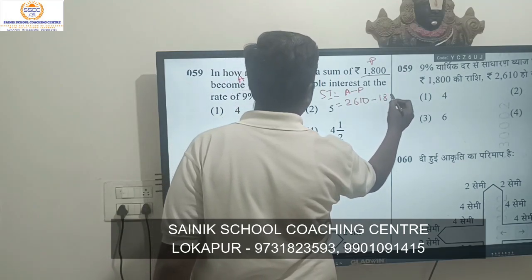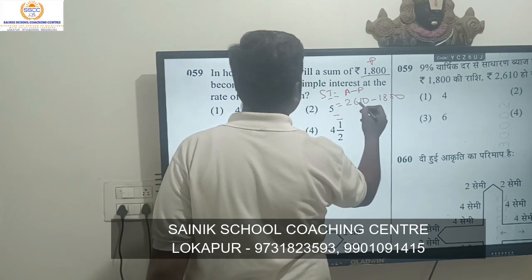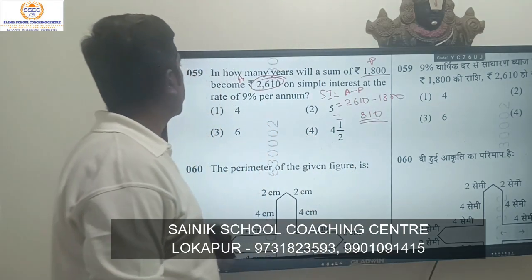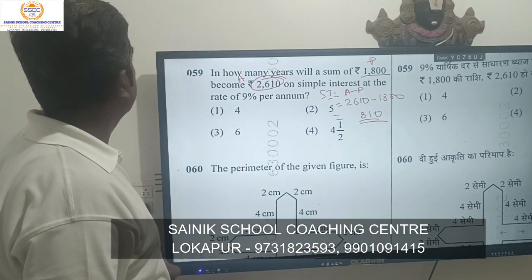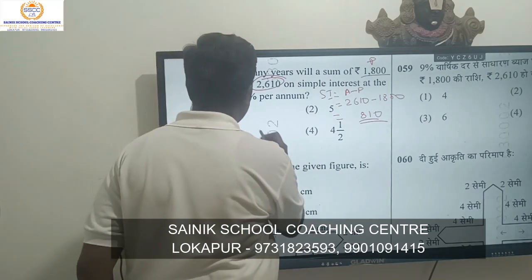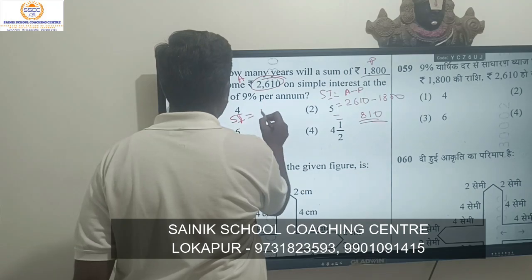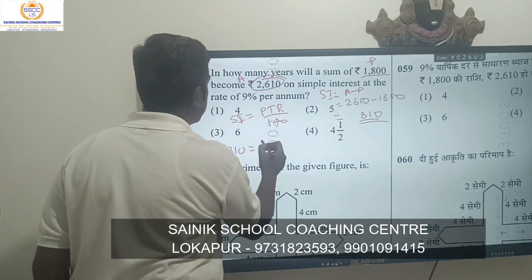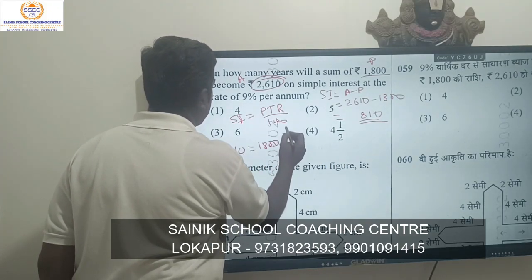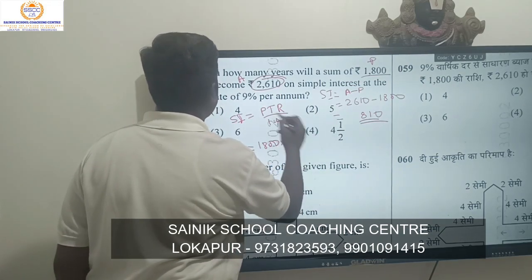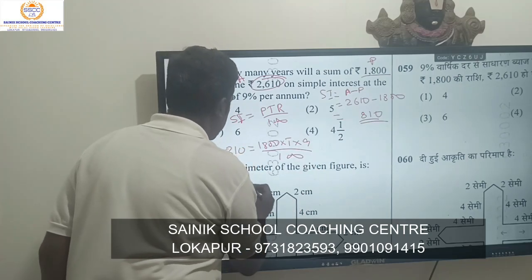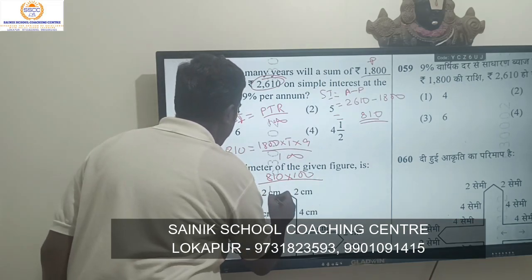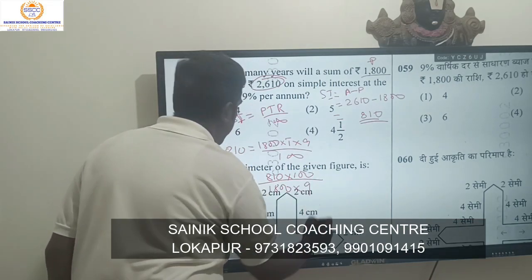2610 minus 1800 is 810 rupees, which is the simple interest here. So what do I have to calculate? How many years' time. SI is equal to PTR by 100. Simple interest is 810, P is the principal 1800, into T, into R is 9% divided by 100. So T is equal to 810 into 100 divided by 1800 into 9.